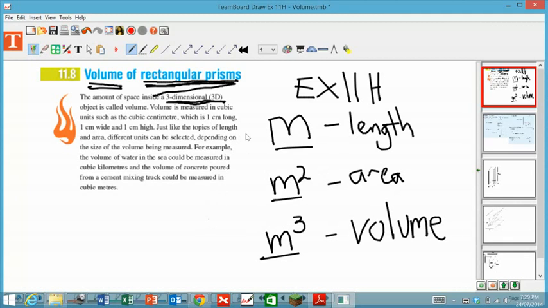So again, I'm going over things several times because you need to understand. You need to take this stuff on board. So expressing it in the correct units is very important during this unit.